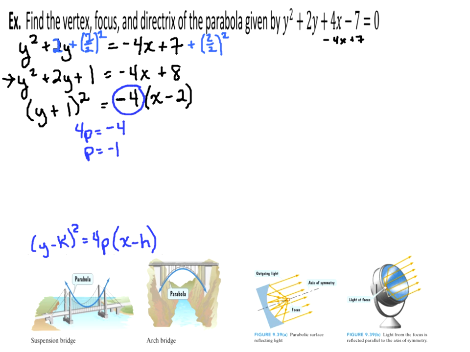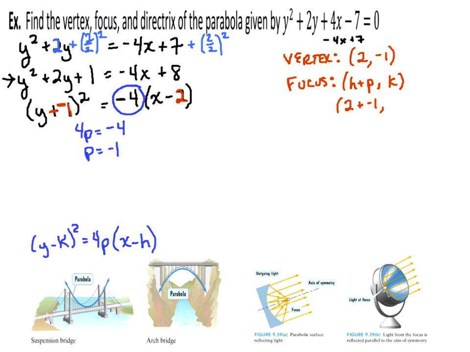Now I can start moving towards my focus and my directrix. I can also see from that final version of the equation right here, remember this y plus 1 right here is really y minus negative 1. And then I have a 2 in the position of h. So my vertex is 2, negative 1.